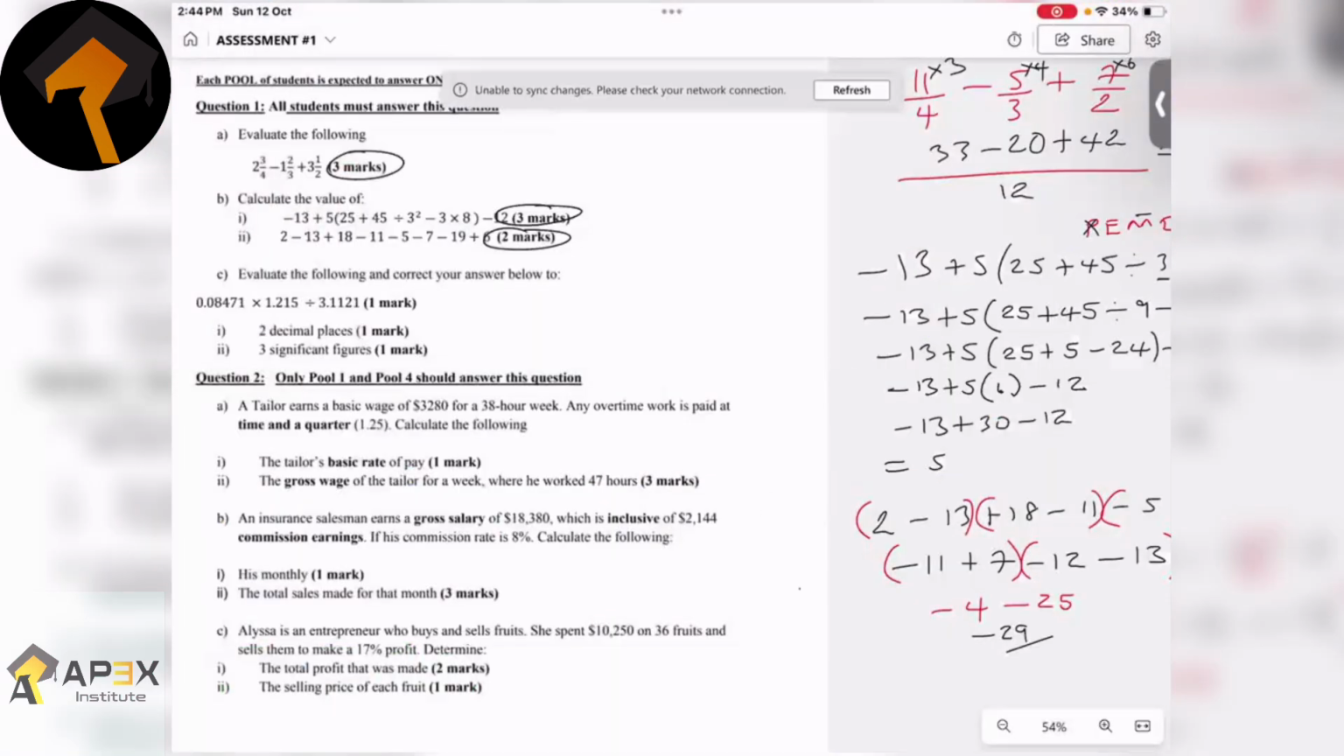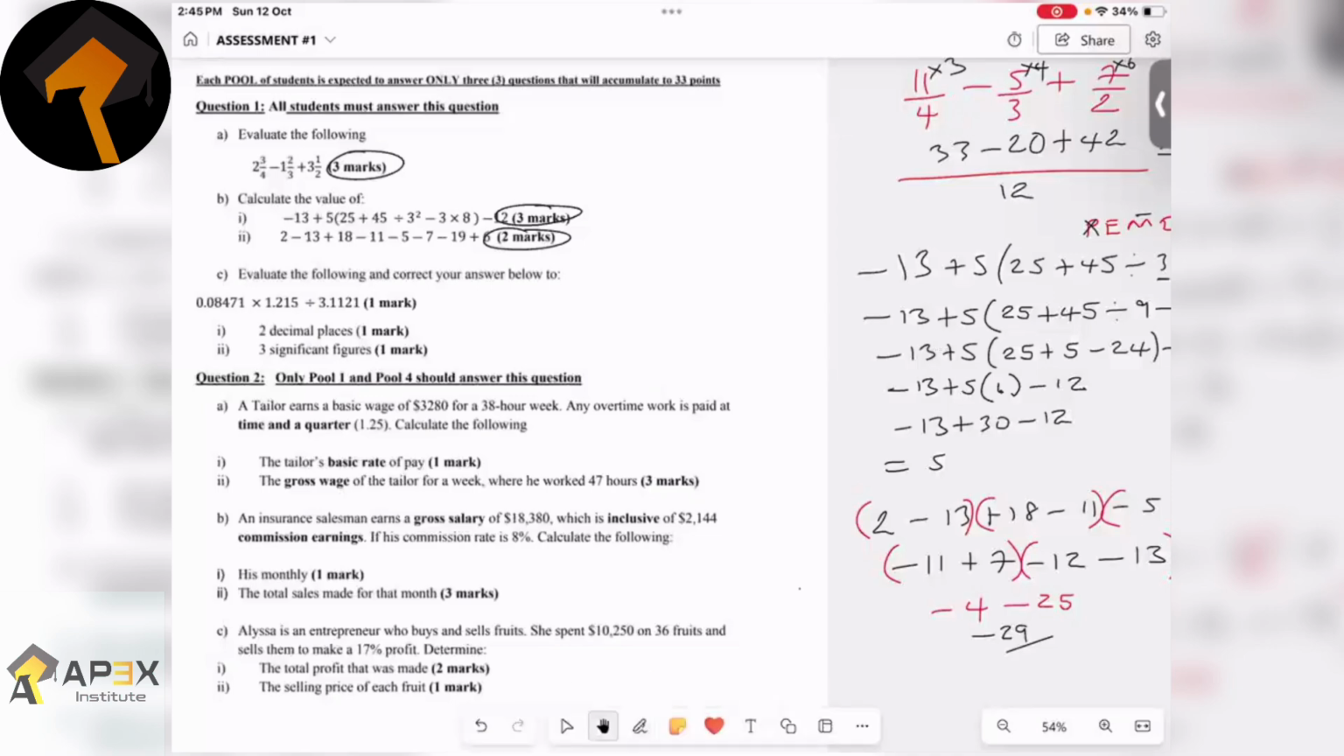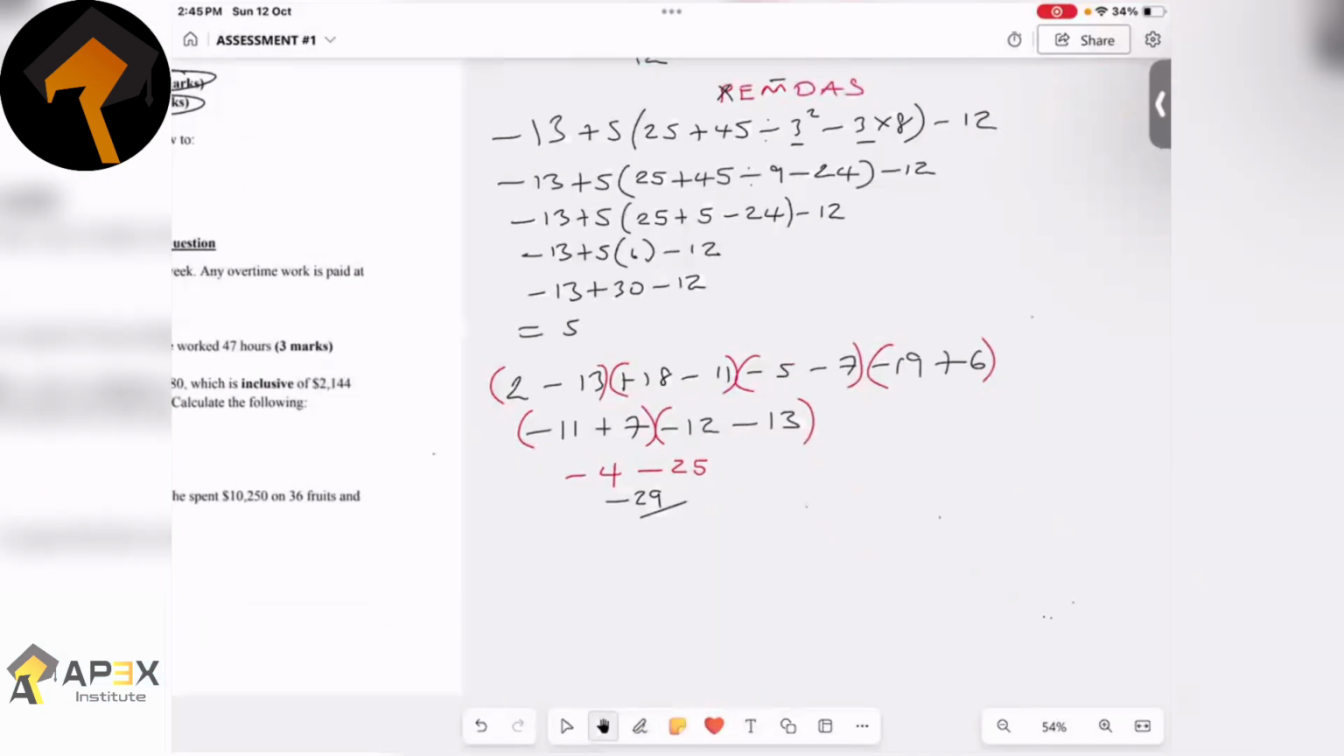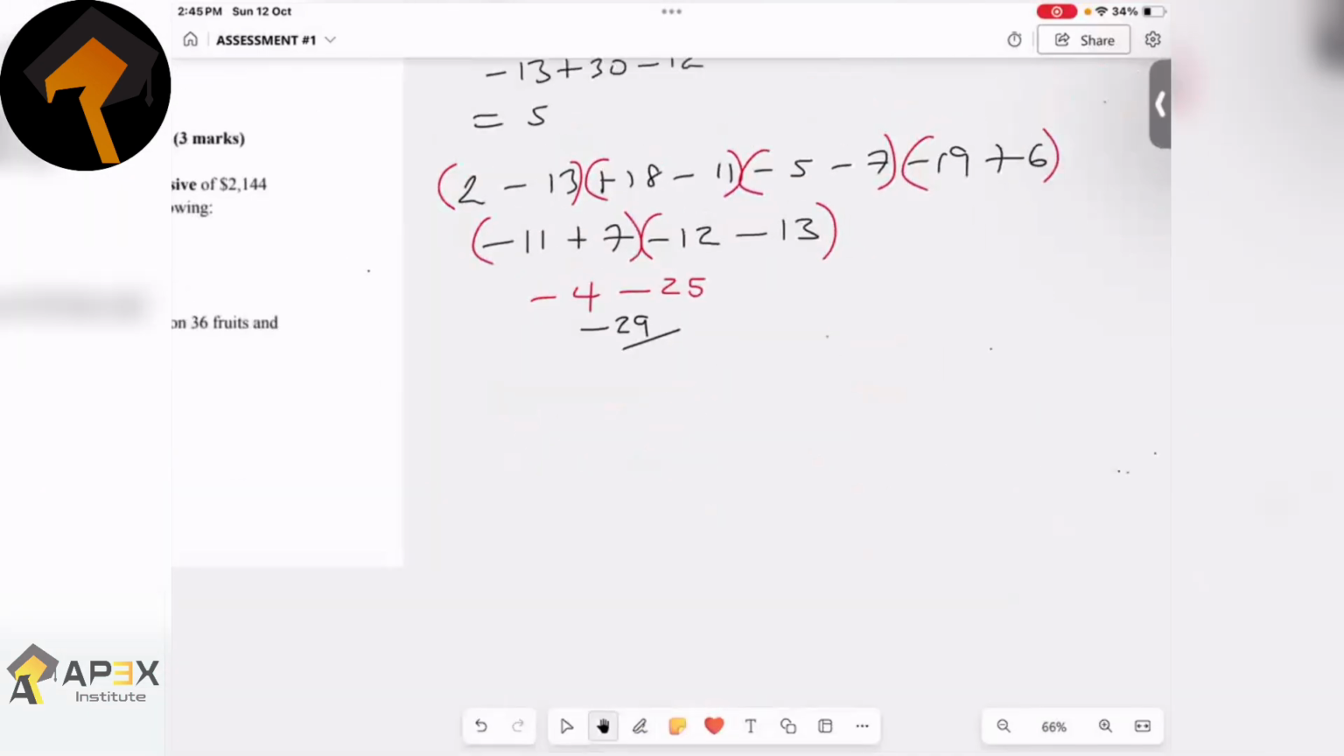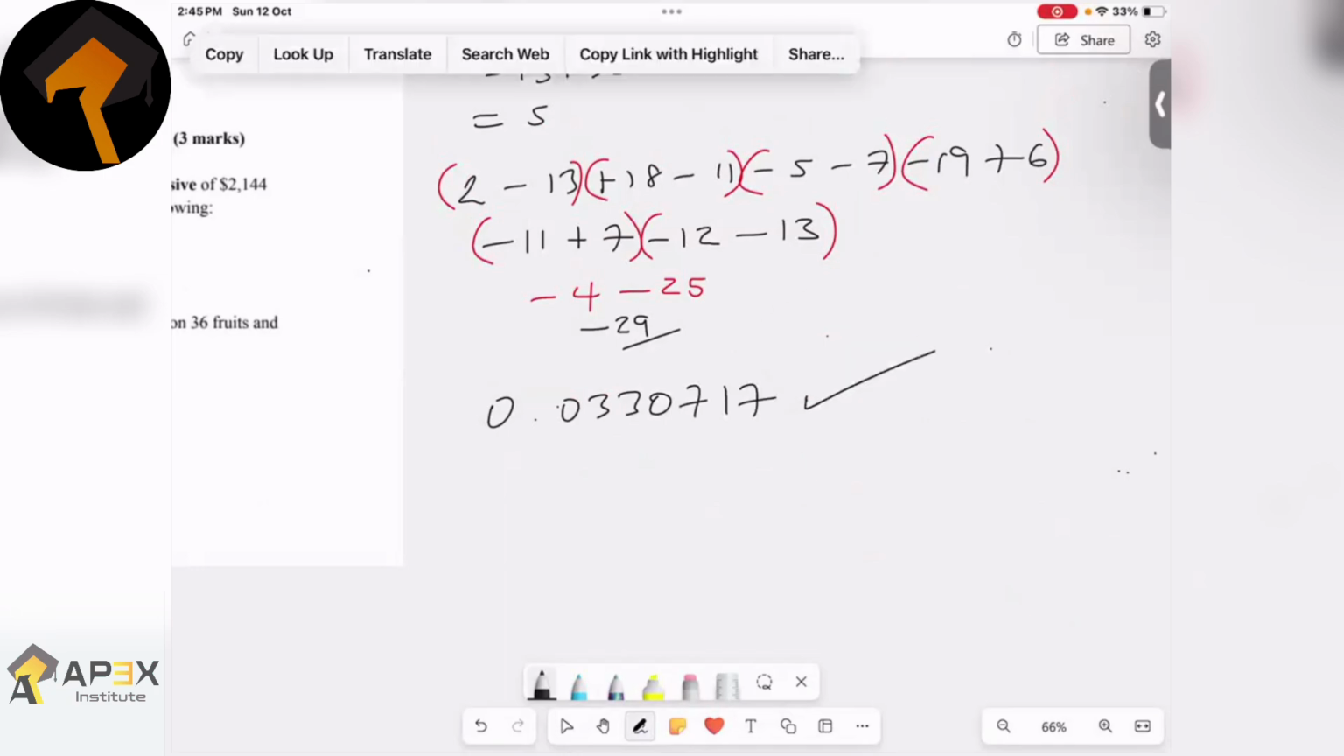So based on the solution that I just got here, guys, let's go back over to our writing pad. Here, the answer after the multiplication process was 0.0330717. I really don't need that many digits, but they would have gotten 1 point just to type it on the calculator. Believe it or not, they get 1 point.